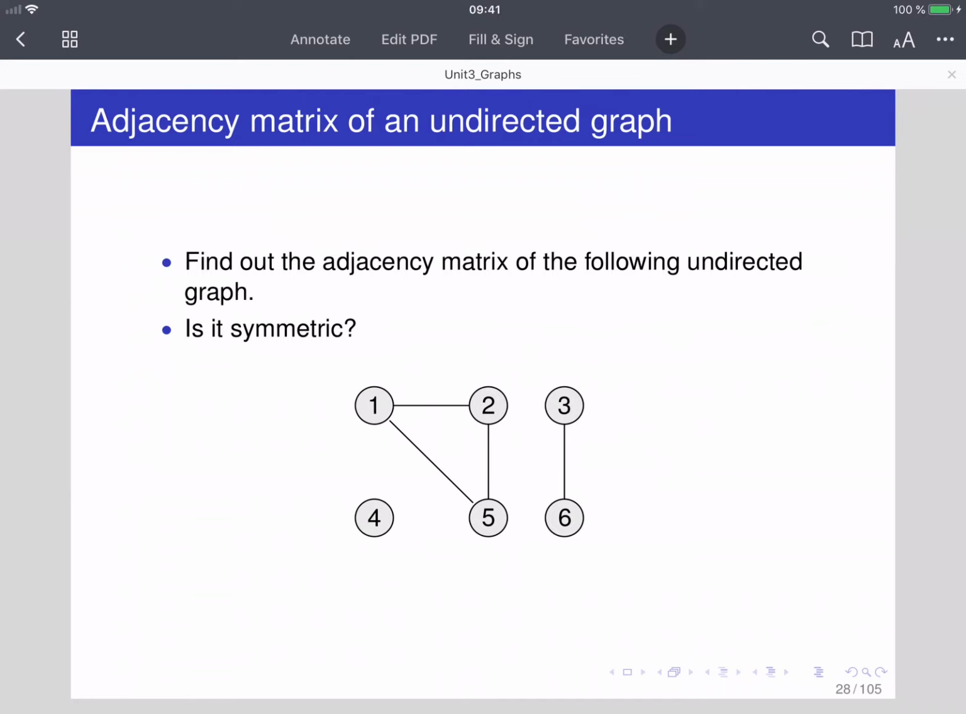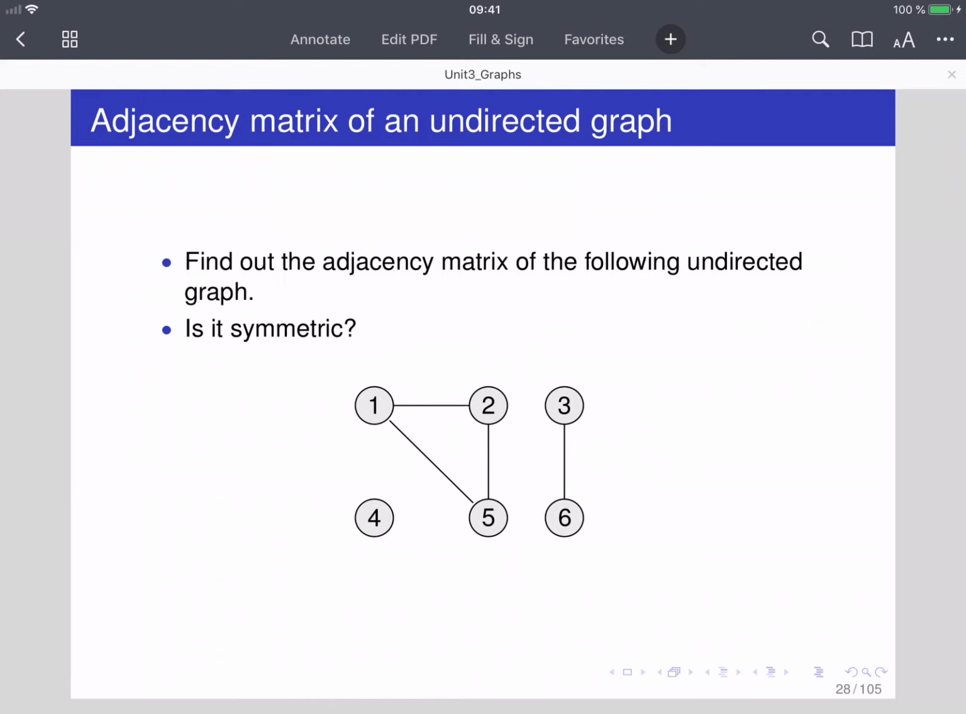And this is going to change a little bit the way we represent the information in the graph, because now each edge is going to connect both vertices. So if 1 is connected to 2, that means that both are adjacent to each other.